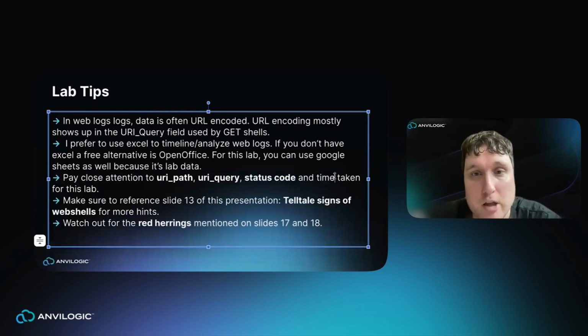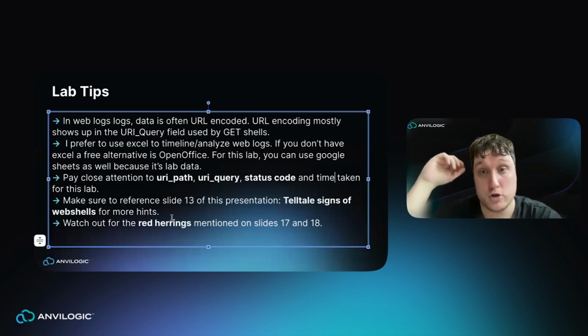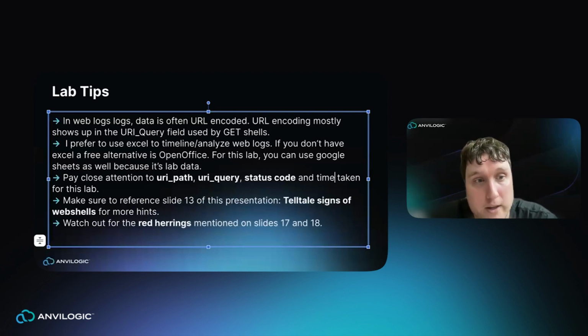If time taken fluctuates, it's more likely that a human is involved, if the fluctuation is on the same script around the same time. Definitely look out for the telltale signs of web shells on slide 13, and watch out for red herrings on slides 17 and 18. Both of those should be in there, so you'll get an idea of what those look like. Hopefully you're better prepared next time you encounter a real web shell on what to look for.